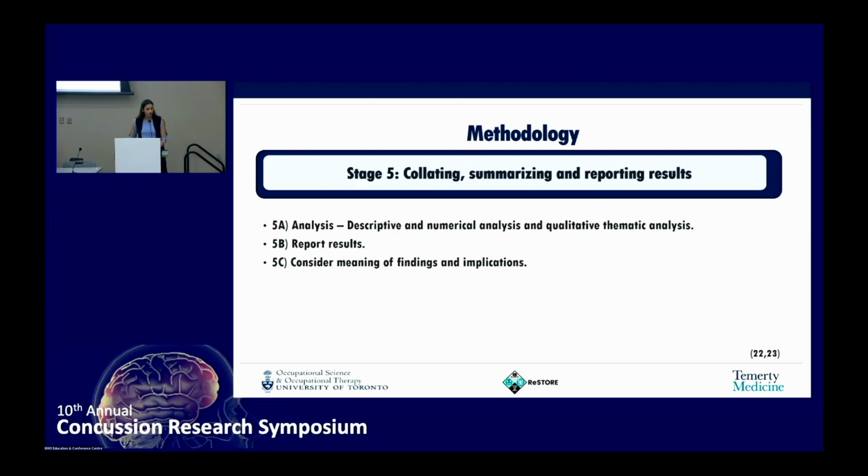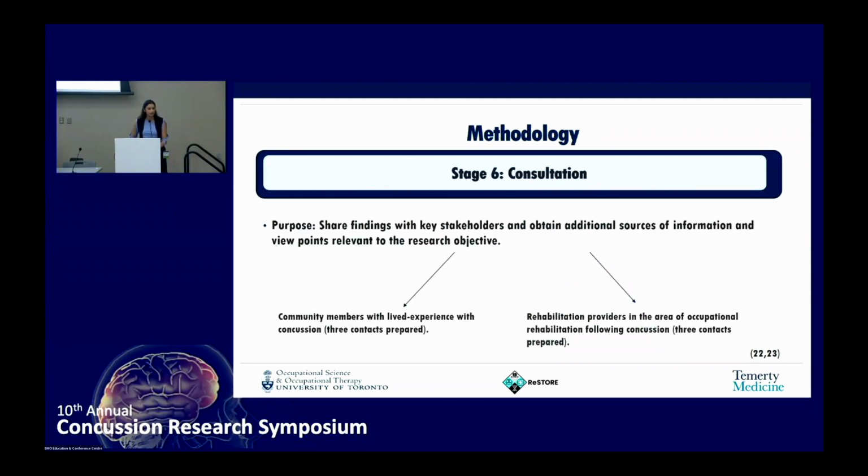Stage 5 is to collate, summarize, and report the results. So in 3 different steps, we'll complete an analysis, we'll report the results, and then consider the implications of our findings. And stage 6 is our consultation. The purpose of this is to obtain additional viewpoints. We currently have 3 community partners and contacts prepared that have lived experience with brain injury. And we have 3 community partners that have experience providing occupational rehabilitation in this area that we plan to consult with.